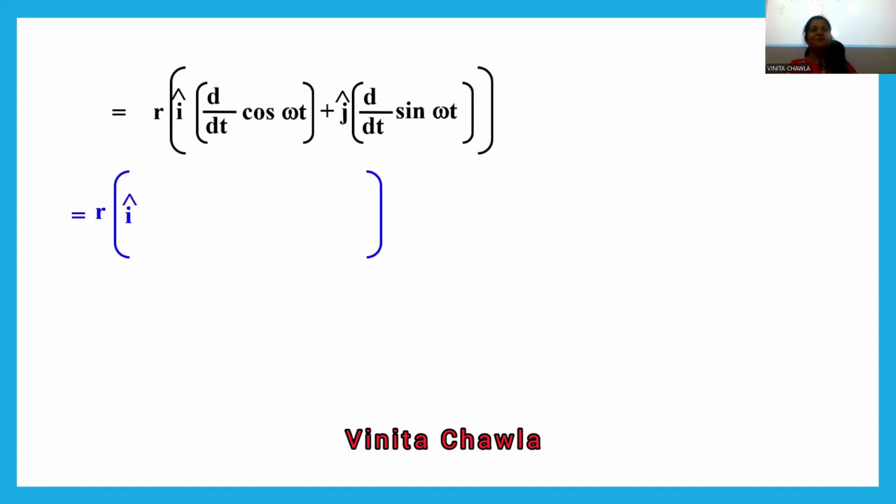Now what will come? Now differentiate this cos omega t. On differentiating, we get cos becomes minus sin omega t. So which rule of differentiation will you apply here?